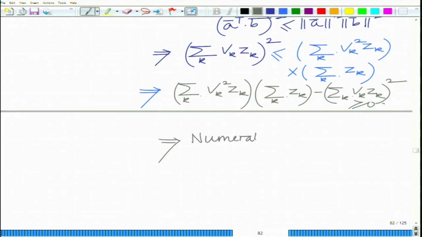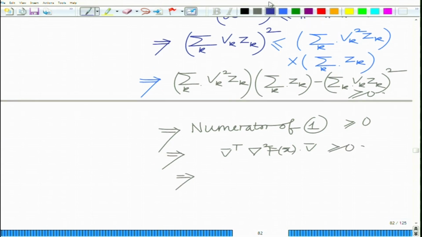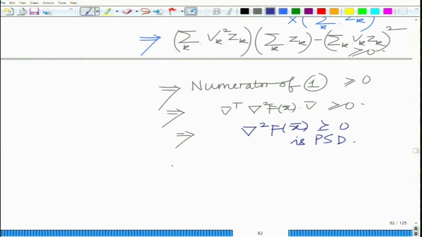implies the numerator of 1 is greater than or equal to 0, implies V bar transpose the Hessian times V bar is greater than or equal to 0, implies the Hessian is positive semi definite. Alright, this is the chain of argument. So, this implies the Hessian is positive semi definite, implies f of x bar is a convex function.